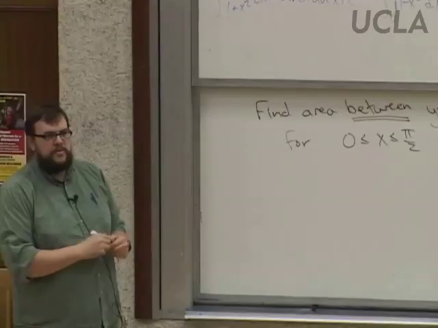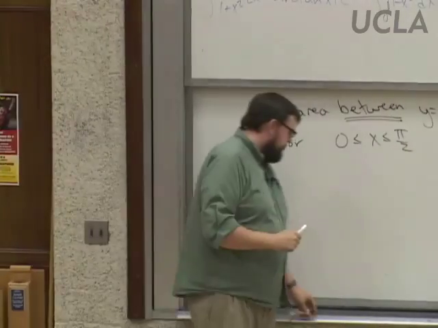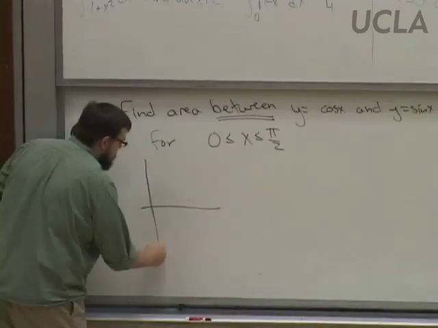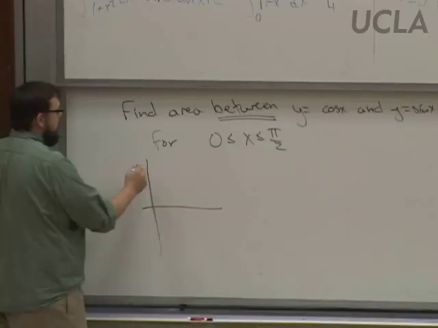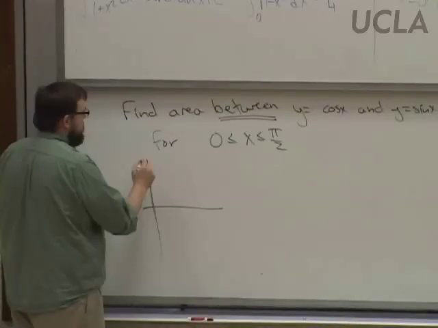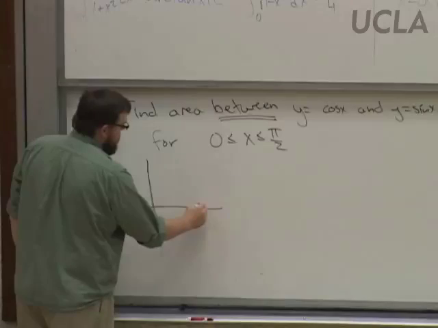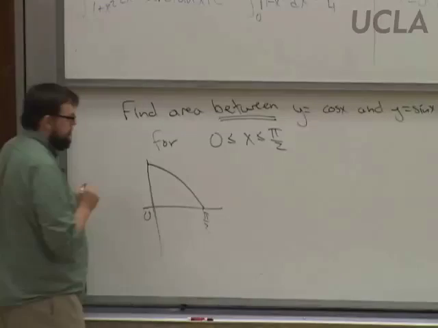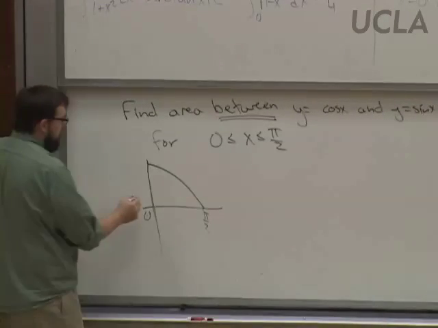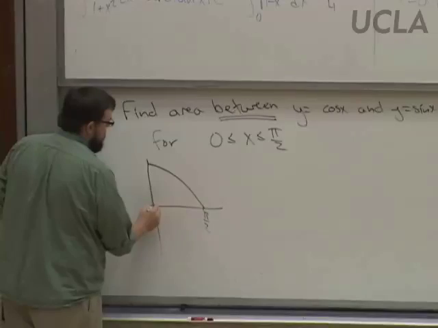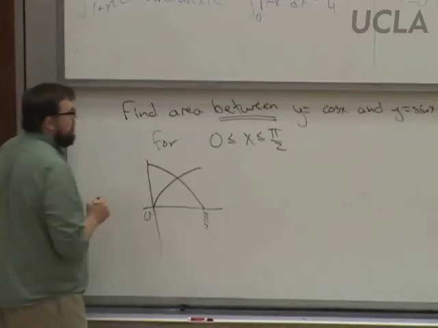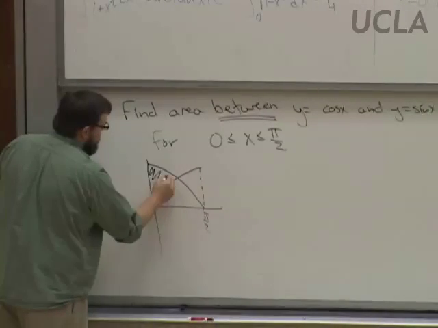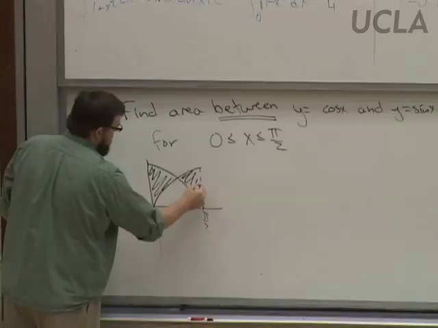Now, this seems very simple. Why would there be any difficulty? Well, let's try to graph these functions. So y equals cosine x looks like the following. So here's 0, here's pi halves. It does this. Y equals sine x, on the other hand, looks something like this. So when I'm asking for the area between y equals cosine x and y equals sine x, I'm asking for this area plus this area.